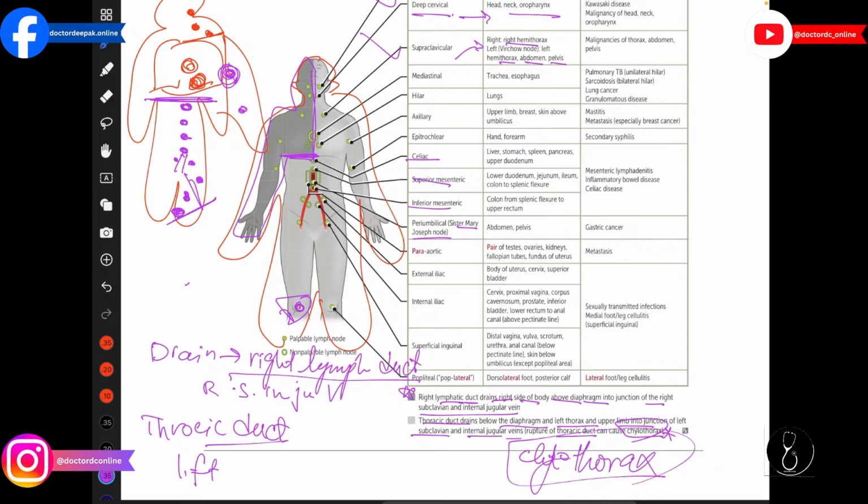Rupture of the thoracic duct leads to chylothorax, with chyle, the lymph, in the thorax region. Like pneumothorax, where there is air in the thorax, it is the same idea.